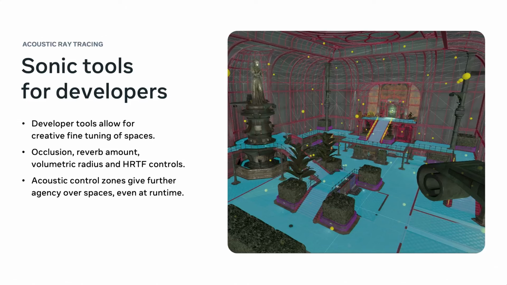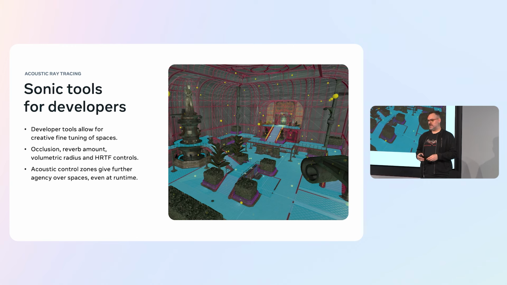With ART, you've got a ton of ways to fine-tune everything about the system to get the perfect sound you're looking for. The Wwise implementation gives you granular control over occlusion, reverb sends, volumetric radius, head-related transfer function, and a lot of other things on a per-object basis. This means you can make sure that sounds are accurately represented in the game world. For example, if a conversation is happening on the other side of a brick wall, the sound will be appropriately occluded or muffled automatically, just like it would be in real life.